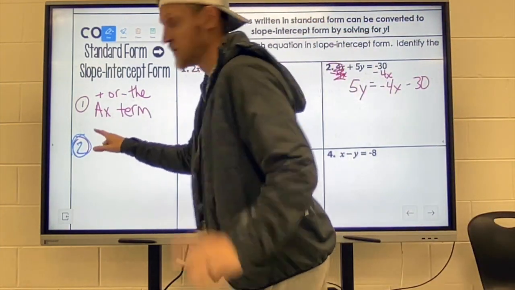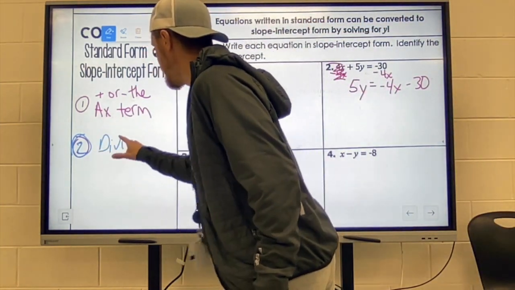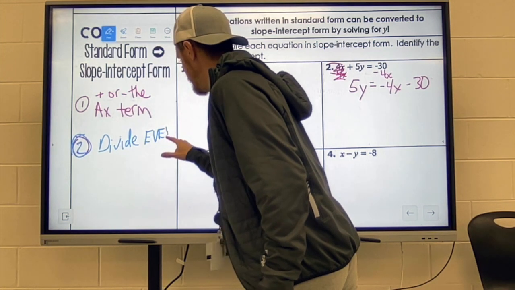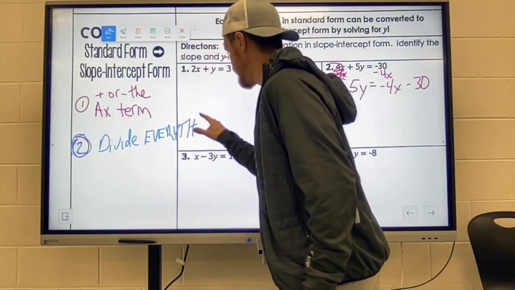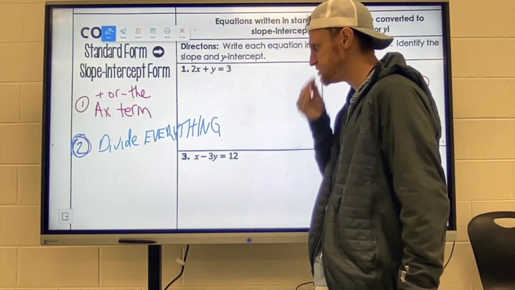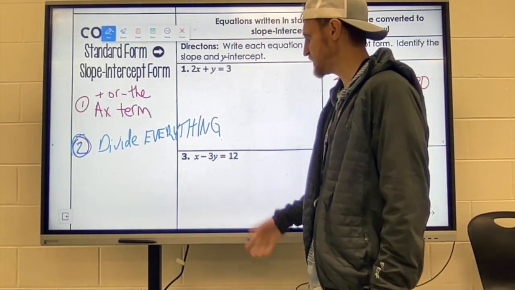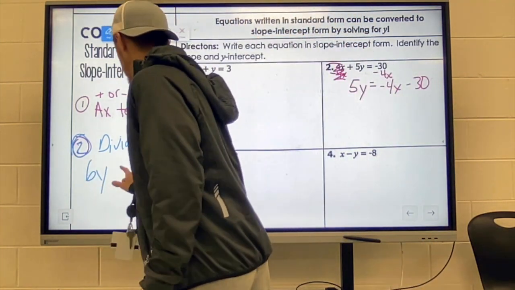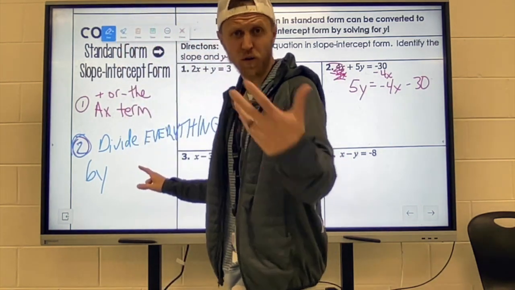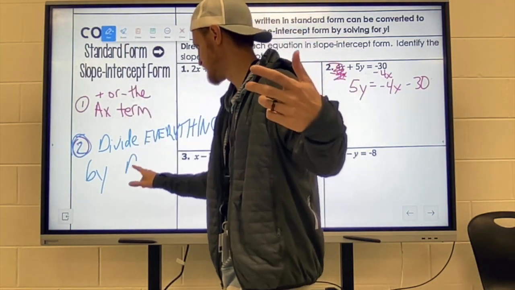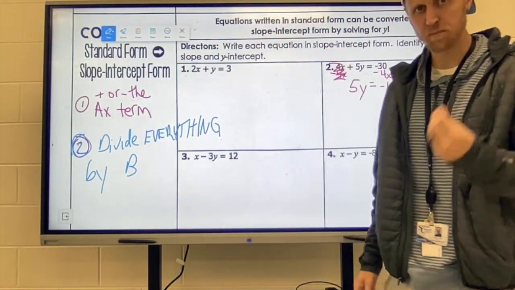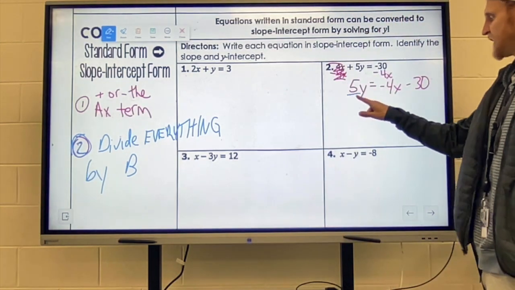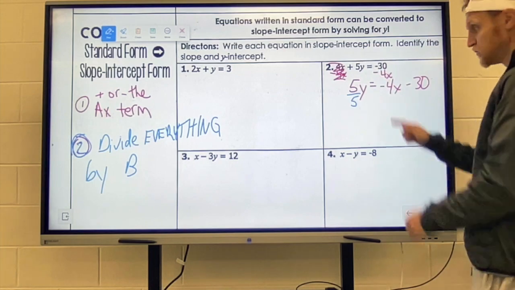So I'm going to, step 2, divide everything by the coefficient, which in this case is the b term. I just went over that line. This is really low quality. I should probably redo this, but I'm not going to. So in order to do so, I'm just going to divide by 5 here. Just going to get rid of it.